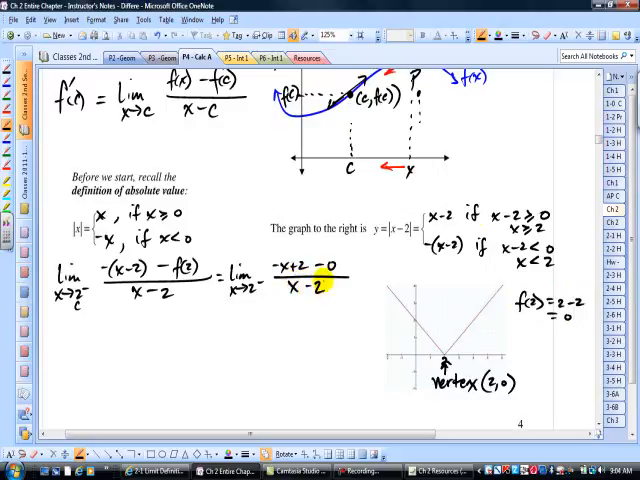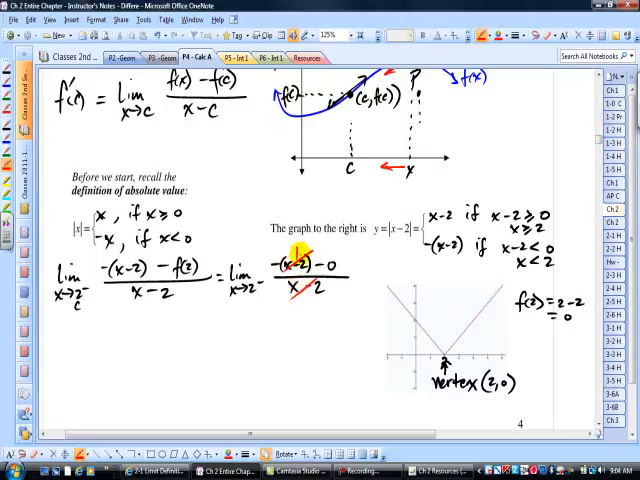Okay, so what's that? You know what? It'd be a whole lot easier if I didn't distribute through the negative. Let me change that right here. Let me write it as the opposite of x minus 2. So don't distribute through the negative. You'll see why right here. It's because I want to simplify a little bit.